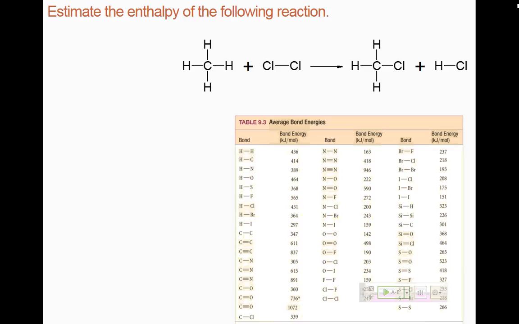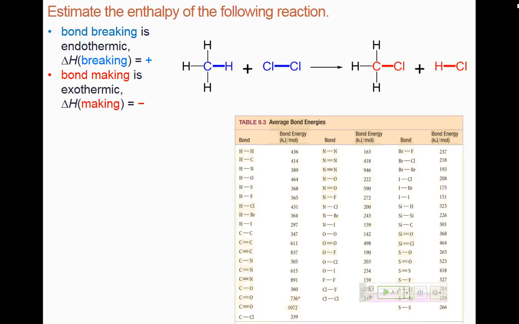The first step is figuring out what bonds are being broken in the starting material and what bonds are being formed in the products. We're not touching 3 of the carbon-hydrogen bonds. They're staying the same, so we're not going to be even looking at them. Instead, we're breaking this carbon-hydrogen bond, and we also have to break the chlorine-chlorine bond.